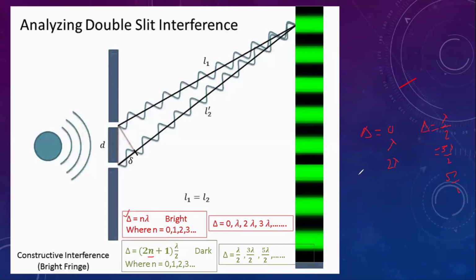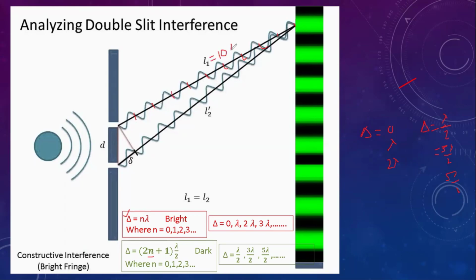Keeping this in mind, now let's see the points. From the source, the wave is coming and reaching here, and a wave is reaching here at this point. So what is the path difference? Path difference means you have to find this length in terms of wavelength. How many waves are there here? One, 2, 3, 4, 5, 6, 7, 8, 9, 10. So there are 10 waves. If you take the wavelength as lambda, then this L1 is equal to 10 lambda.